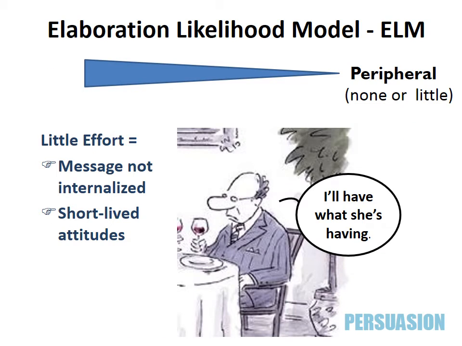Via the peripheral route, one's processing is based on mental shortcuts, little effort. Attitudes formed are very short-lived. With the crescendo of chatter in our world today, most messages are processed this way. Although the listener may immediately change an attitude, it is not long-lasting.